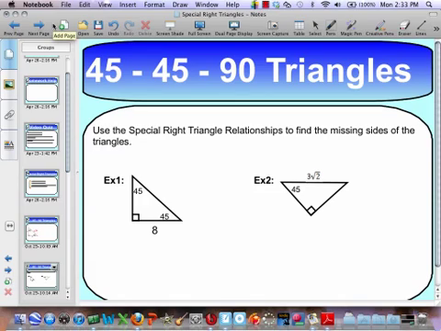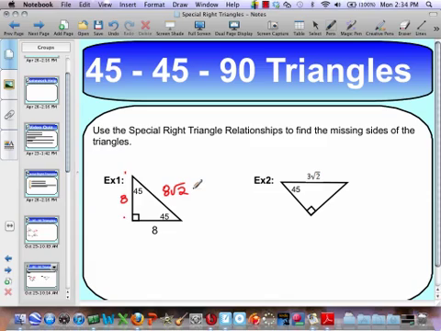All right, so take a look at example 1, guys. I want to find my other two lengths. If my bottom side here is 8, what does that make for this side right here? 8. Okay. What about for the hypotenuse? 8 root 2. Okay.